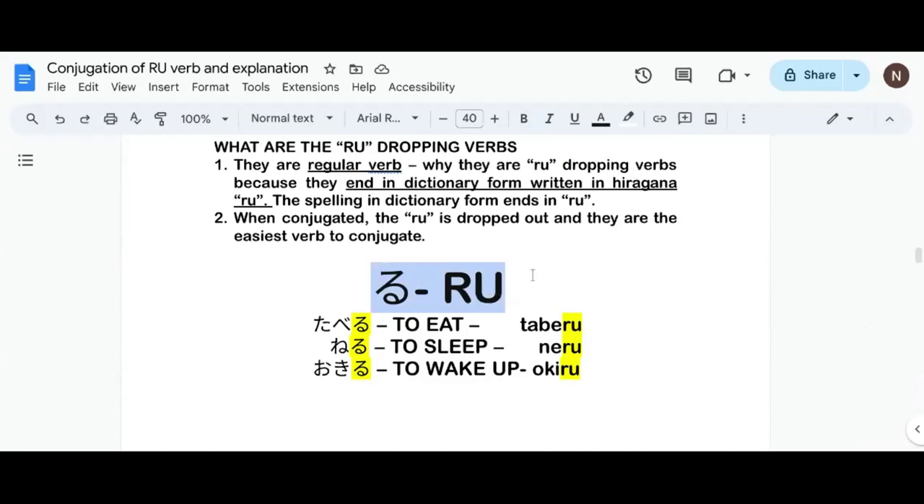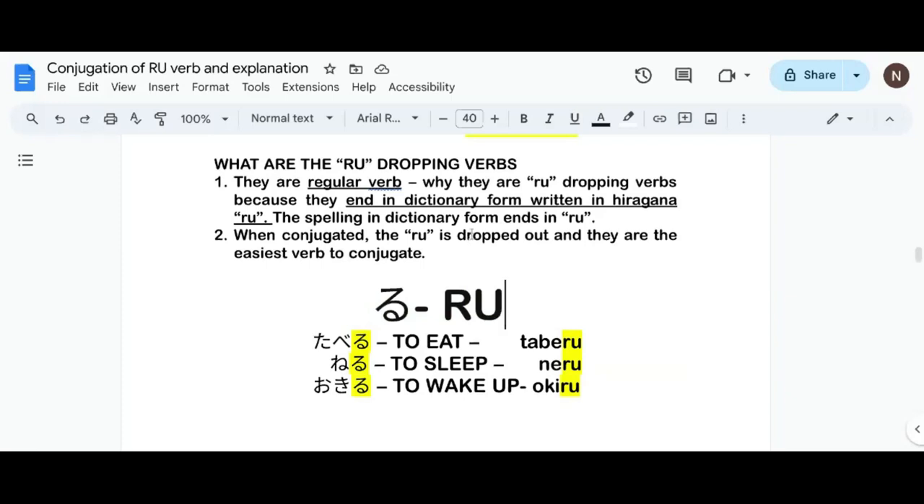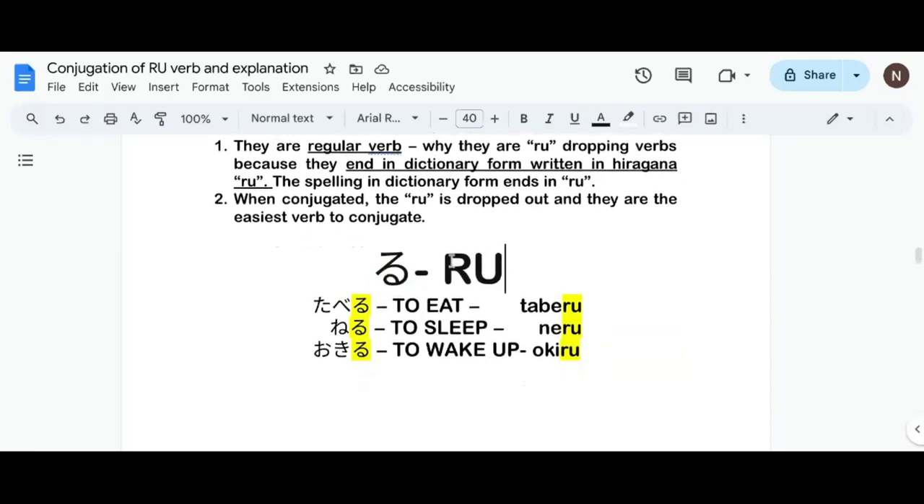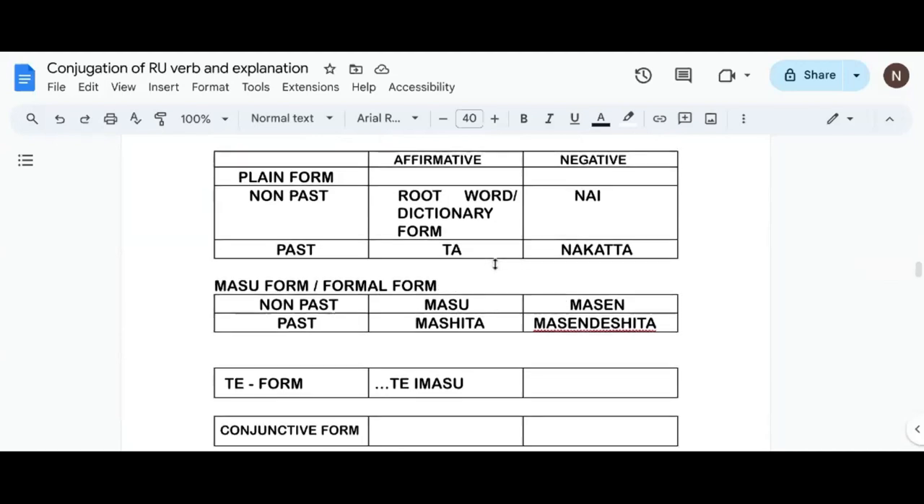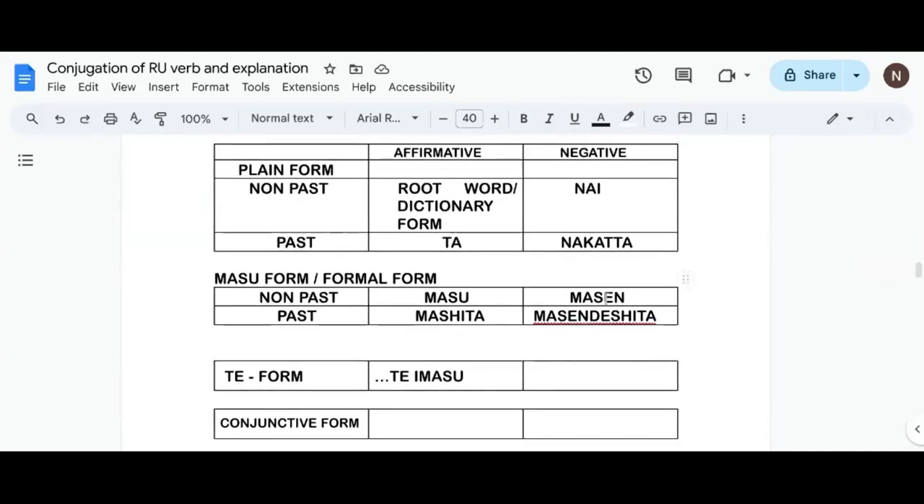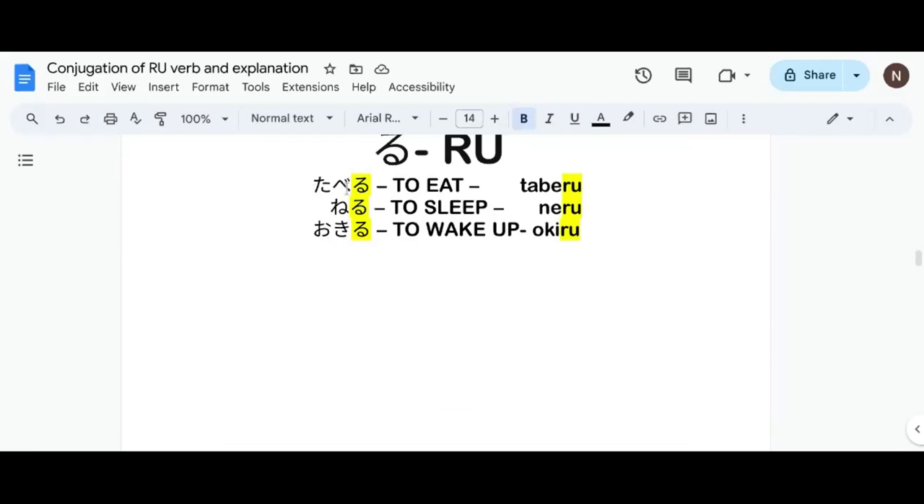First category, or ichidan verb. Dictionary form in hiragana ends in ru. To conjugate, you will just drop the ru. And this is your table. This is the pattern. I know you are all confused, but just remember this pattern. In the root word, like the taberu under the dictionary form, you're going to put it here, taberu.